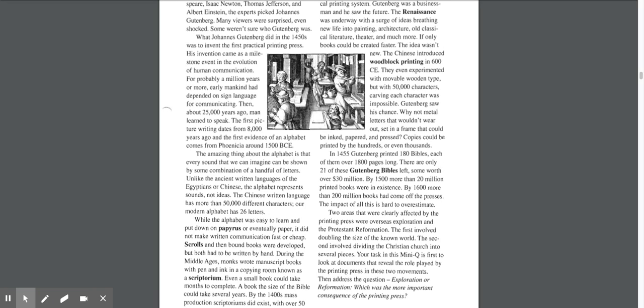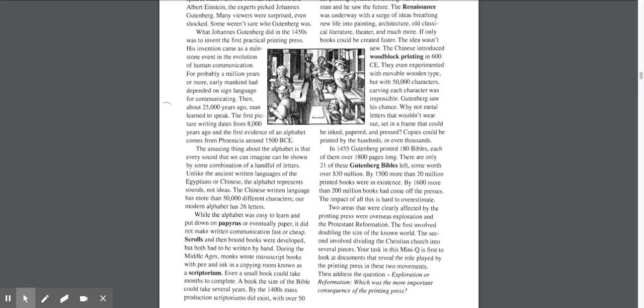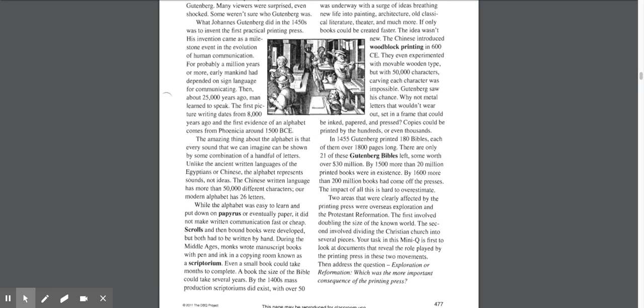Unlike the ancient written languages of the Egyptians or Chinese, the alphabet represents sounds, not ideas. The Chinese written language has more than 50,000 different characters. Our modern alphabet has 26 letters. While the alphabet was easy to learn and put down on papyrus or eventually paper, it did not make written communication fast or cheap. Scrolls and then bound books were developed, but both had to be written by hand.